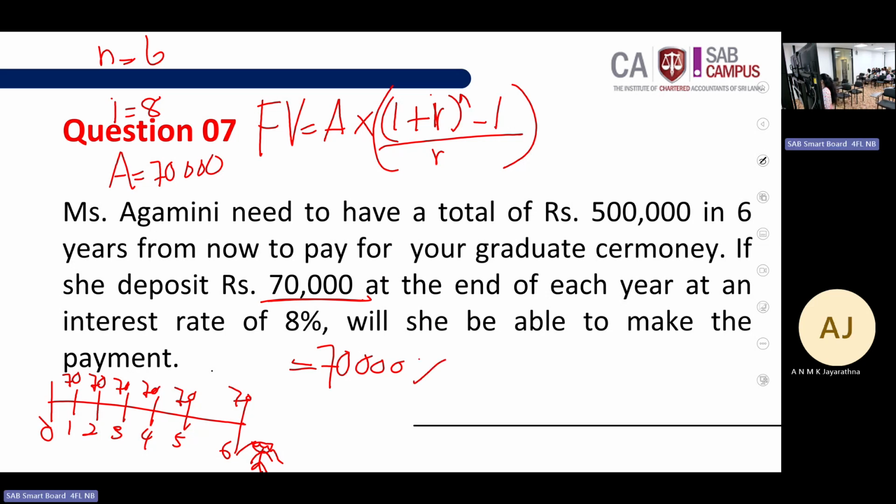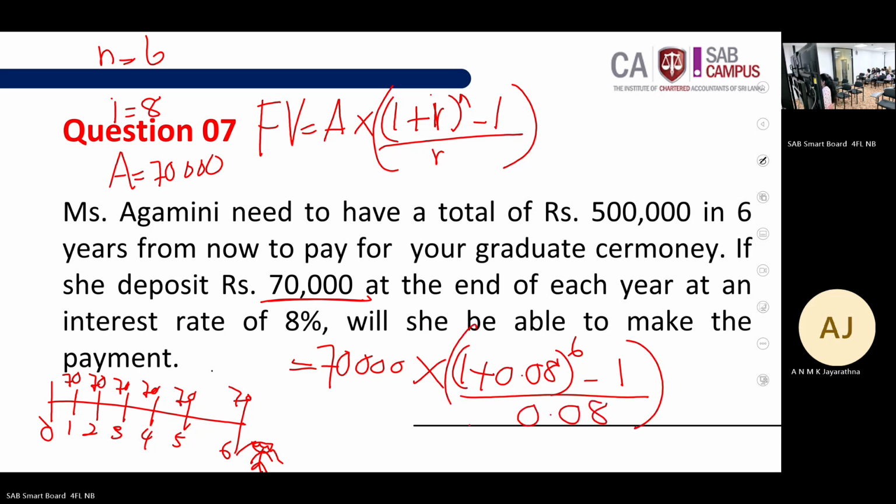So then 70,000, 1 plus interest rate, which is 0.08. For how many years, Shakir? For how many years? 6 years. Very good. Minus 1 divided by 0.08. What is the future value? Future value of this 70,000 for 6 years.